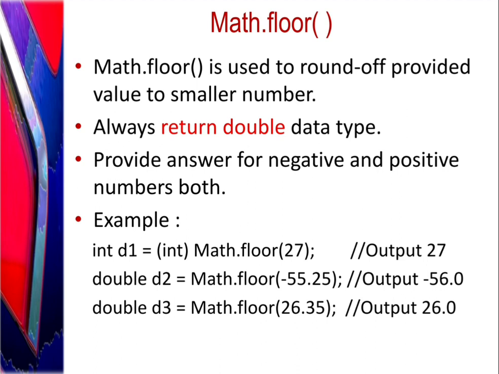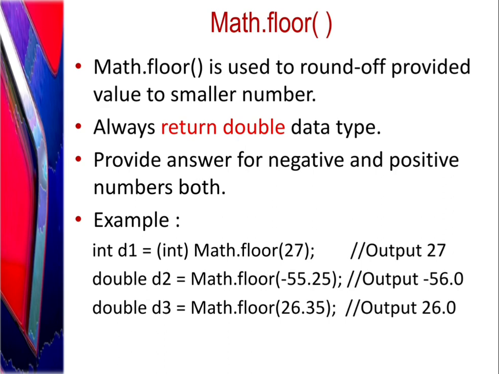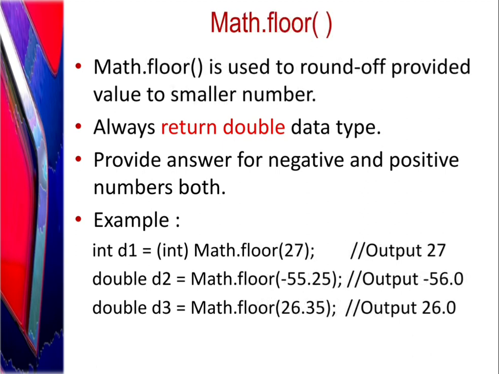Math.floor 27, again we are getting 27. Minus 55.25, previously we got minus 55, now we are getting minus 56. We have to move towards the smaller one. See this third example. Previously we got 27, now we are getting 26, because we are moving towards the smaller one only. I think with the help of the difference you are able to understand what I want to communicate.